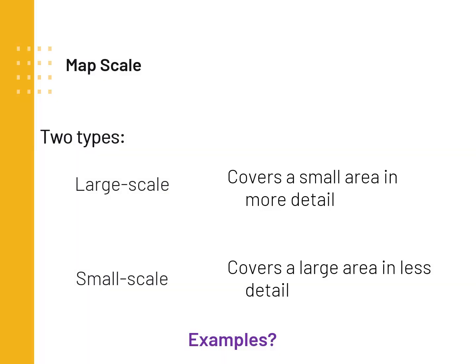So when you're talking about map scale, sometimes people will talk about large scale and small scale map in general, okay? So what is a large scale map? A large scale map covers a small area in lots of detail, whereas a small scale map covers a large area in far less detail. So it's a little bit counterintuitive, but I'm going to show you an example.